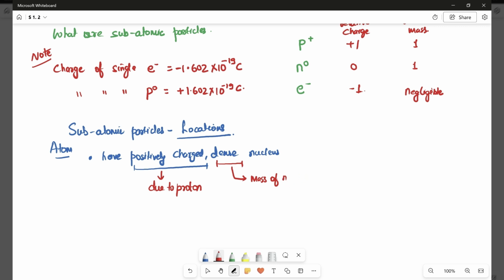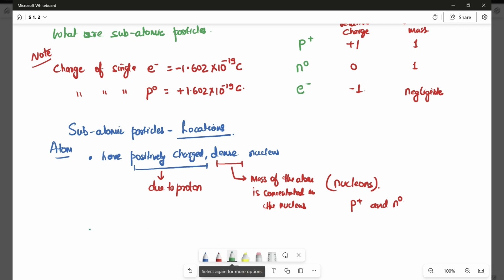The mass of the atom is concentrated in the nucleus. That's why it's dense, because it contains all the heaviest subatomic particles. That's why the mass is confined here. The subatomic particles in the nucleus are generally the nucleons, which means they contain protons and neutrons. So these two particles are present in the nucleus.